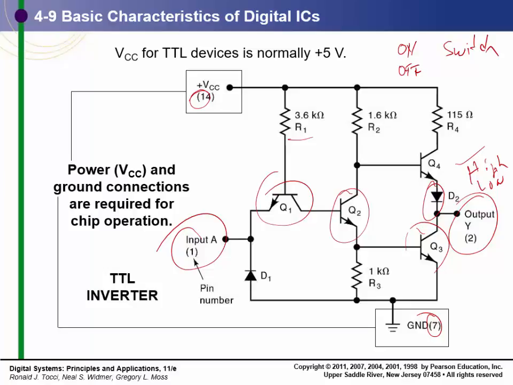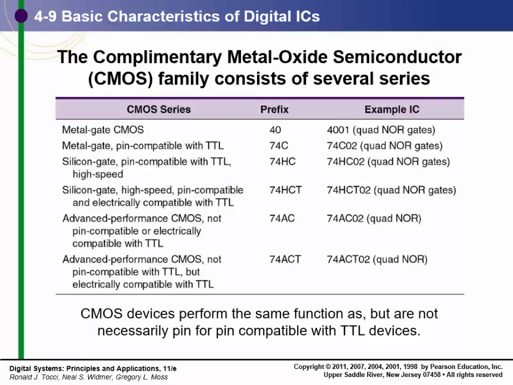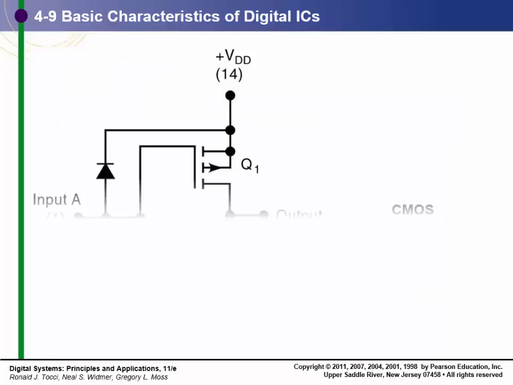High or low. This circuit happens to be an inverter. I'm not going to go through the logic to explain how it works, but if this input is low, this output's going to be high. This is going to be low. I'm going to skip through this one. This goes through all the various gates. Again, notice that they're quad NOR gates. 7402 is quad NOR gates up there.